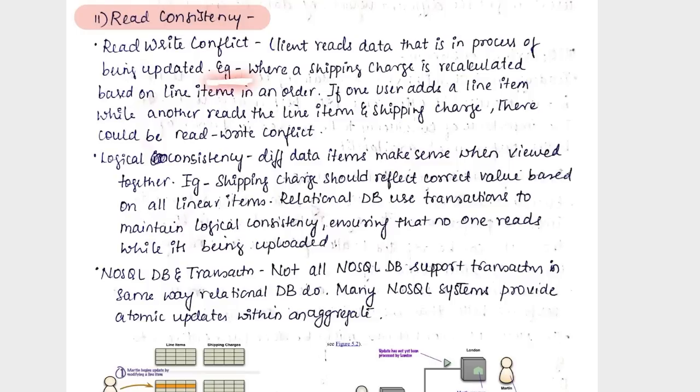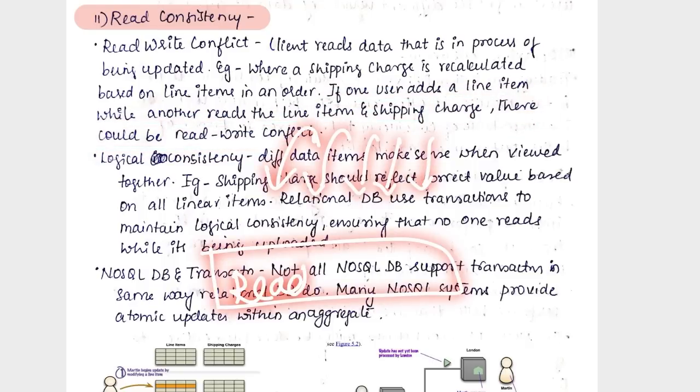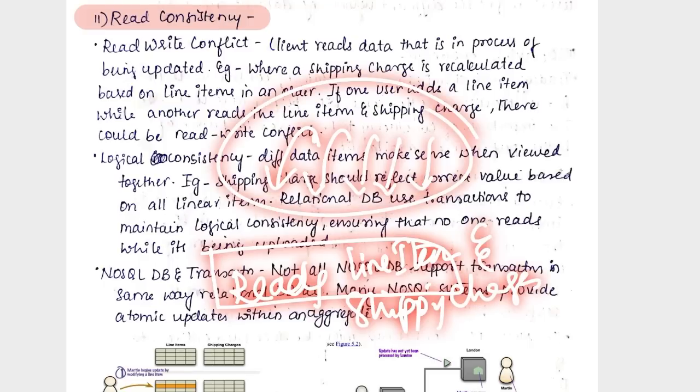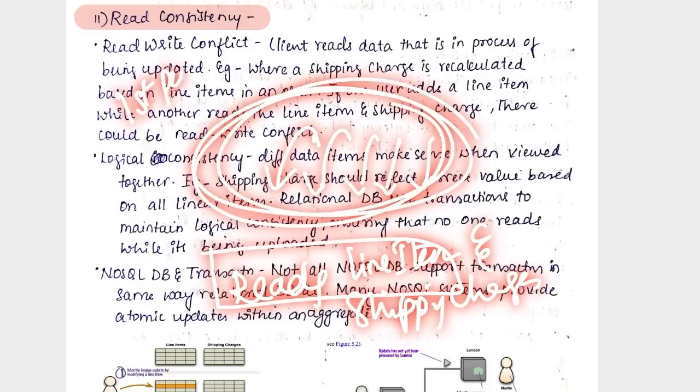Assume a situation where a shipping charge is recalculated based on the line items in an order. Here the shipping charges are being calculated, right? If one user adds a line item while another reads the line items and shipping charge, there could be a read-write conflict, because the items are being added continuously by one user, and on the other hand we are just reading the line items and calculating the shipping charges. So in that case I might miss out the first person's line items, right?